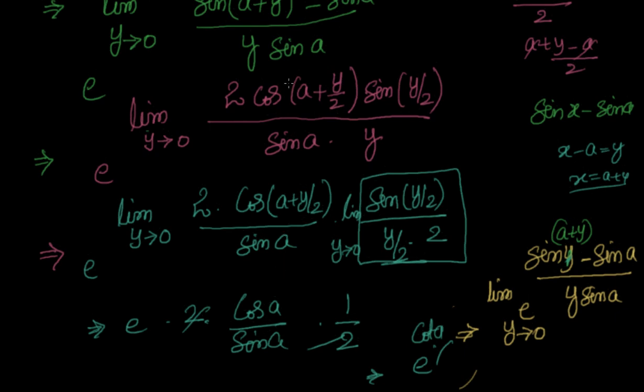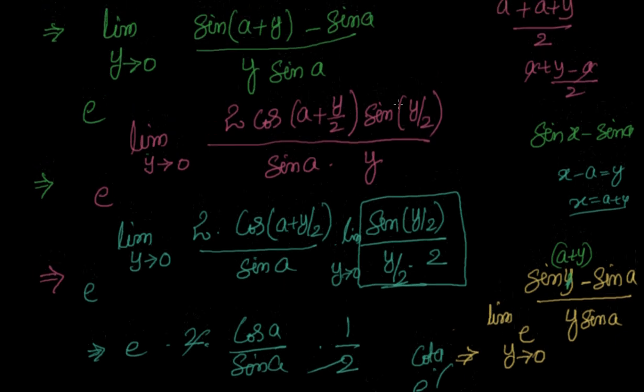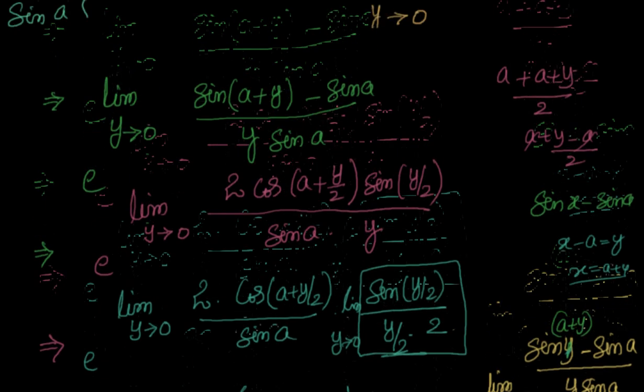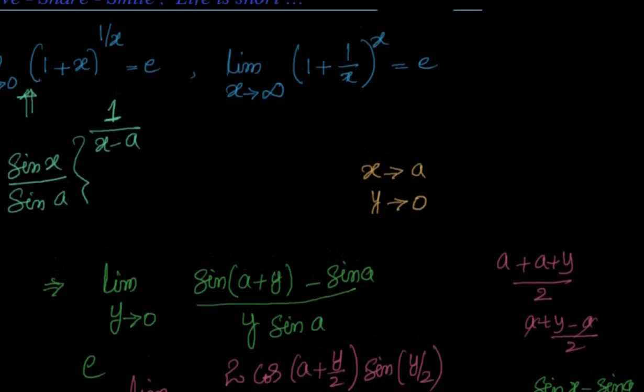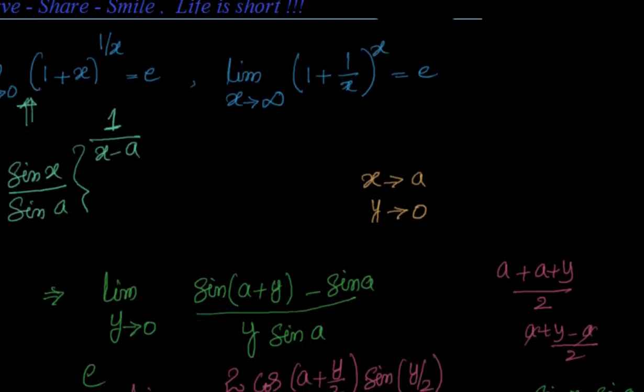How did we get it? We applied the transformation from sum to product. You have 2 cos of (a plus y) by 2 times sin y by 2 by y. Now I can make the limit of this 1 if I have y by 2 in the denominator, so I multiplied with 2 here. As y becomes 0, the expression cos of (a plus y) by 2 becomes cos a. So the 2s cancel, you have cos a by sin a, that is e power cot a. That's how we can solve some simple examples related to the standard results.